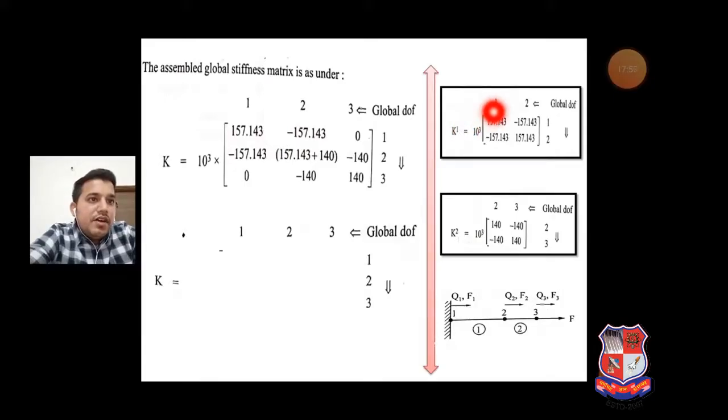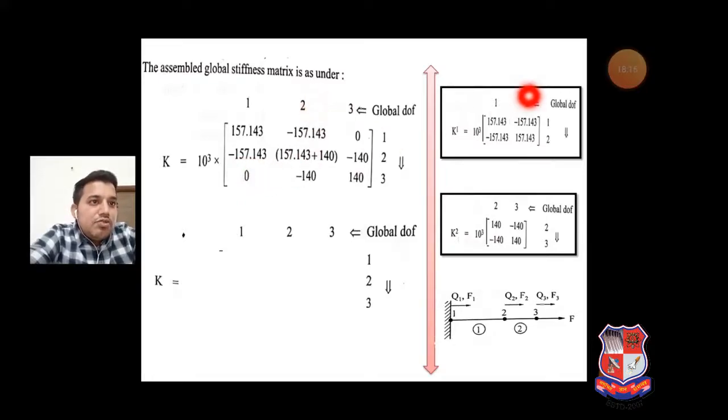Okay, then 1 2. So 2 1 is equal to minus 157. So I can put in, this is the 2 1, but here is the 3 1. 3 1 is not there, that's why I can write down 0. Now 1 2 is the minus 157.143. I am right indicate here.